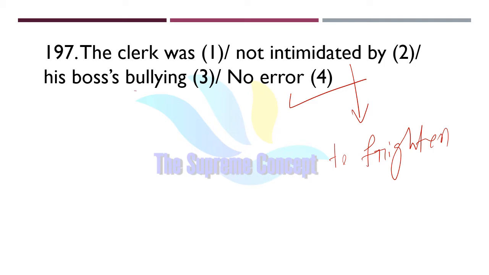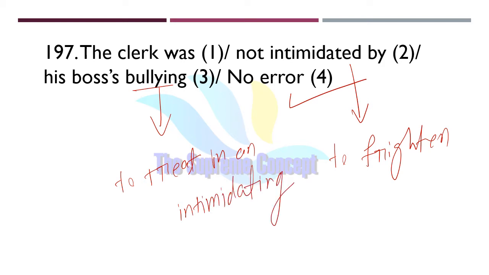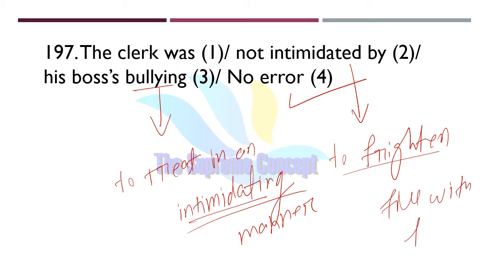And then we have bullying. It means to treat in an overbearing or intimidating manner. Again, intimidating means to frighten or fill with fear. To treat in a fearful manner, to try to frighten somebody. Okay? So this is totally correct. There is no error in this sentence.